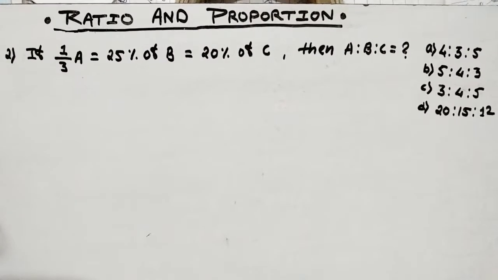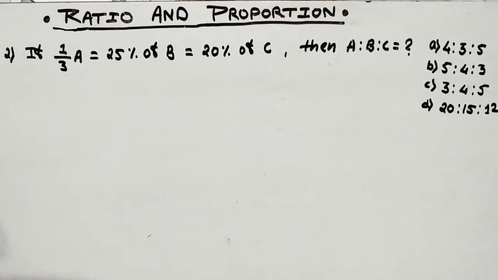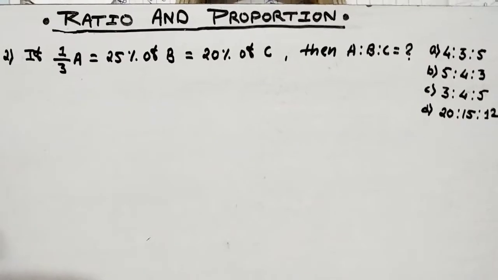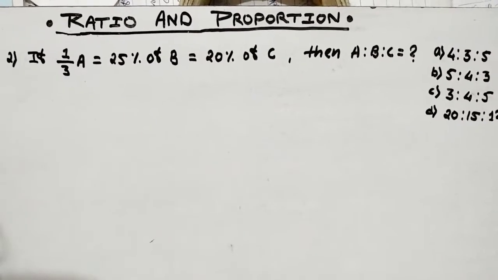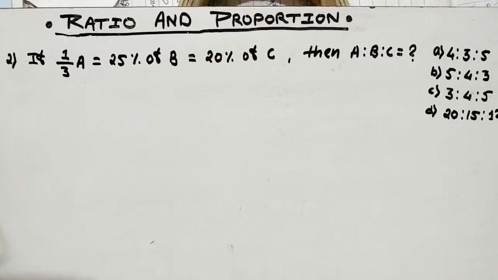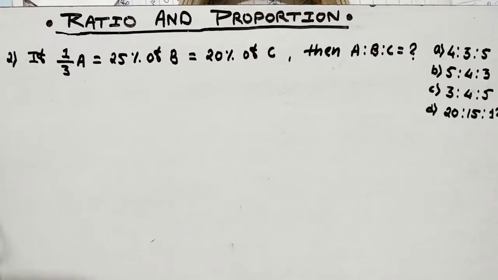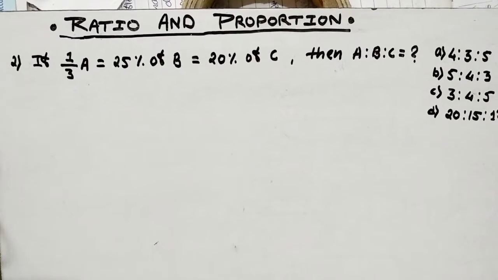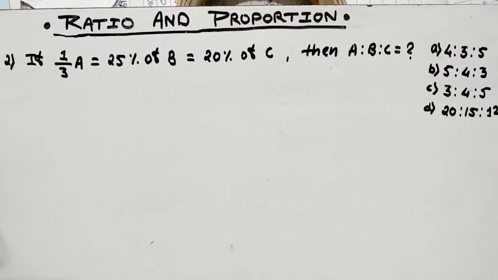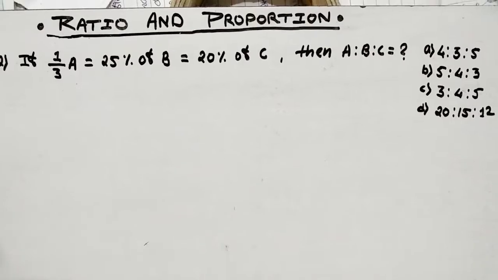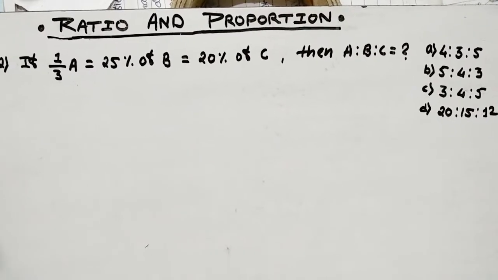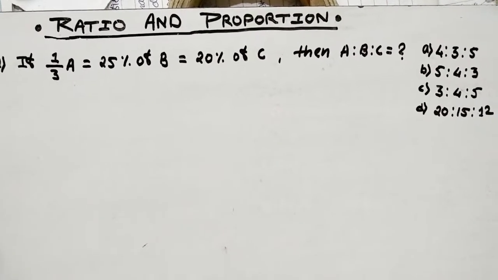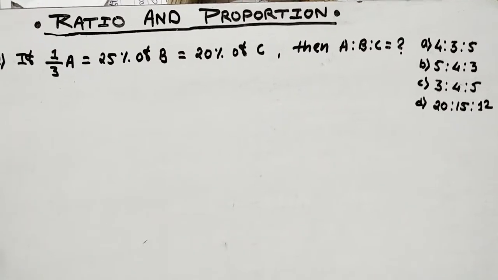So let us move on to the second question. If 1 by third of A is equal to 25% of B is equal to 20% of C, then calculate A is to B is to C. Here also there are 4 options available. Which is the correct one?